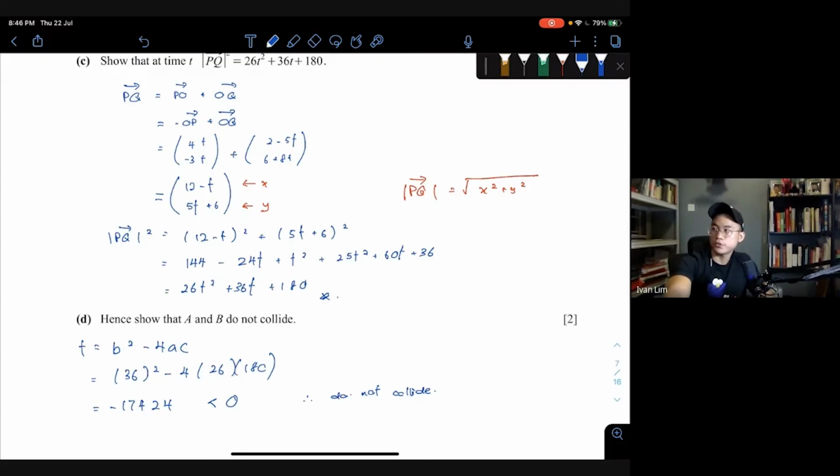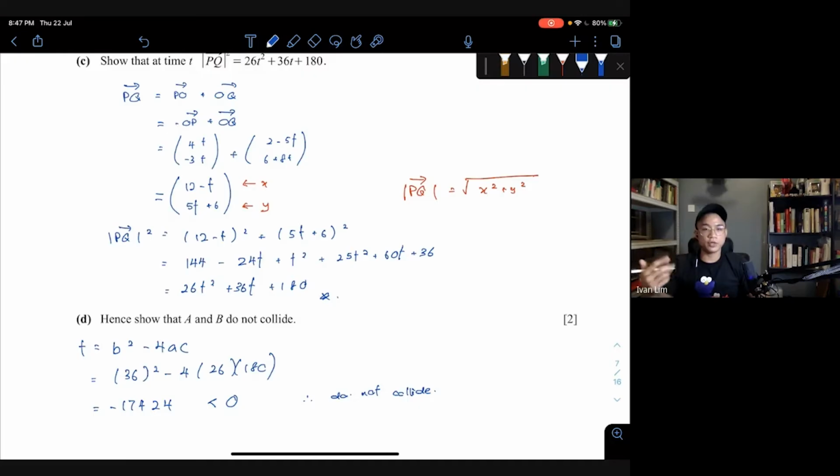What is b squared minus 4ac? It is your discriminant. Discriminant means when you learn the formula b squared minus 4ac: more than 0, equals 0, and less than 0. This is for a quadratic equation. When b squared minus 4ac equals 0, you have one solution. When b squared minus 4ac is more than 0, then you got two solutions, two roots.